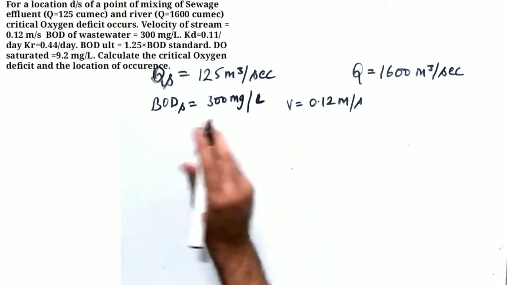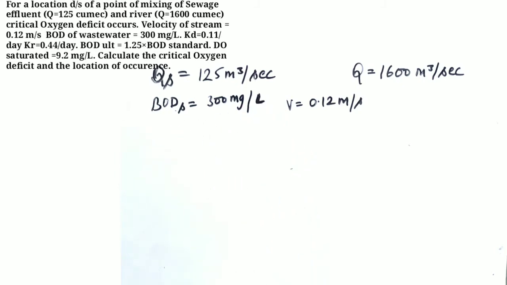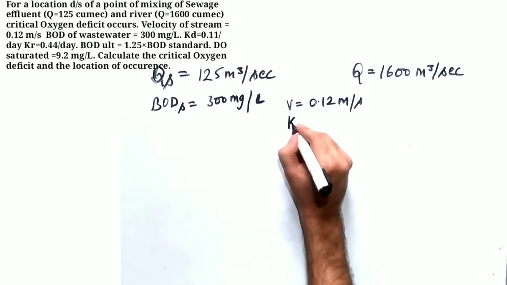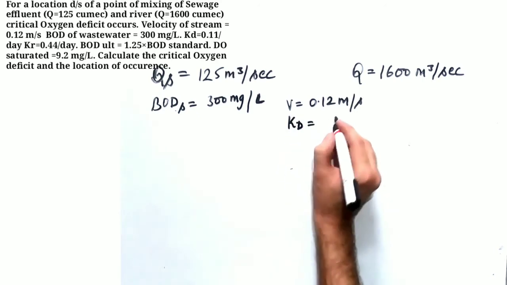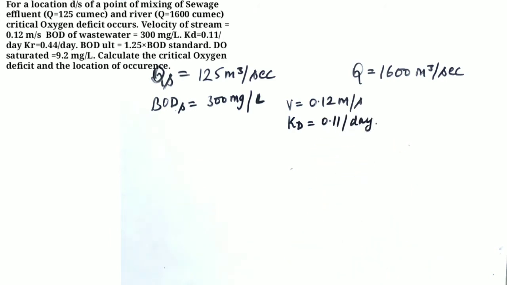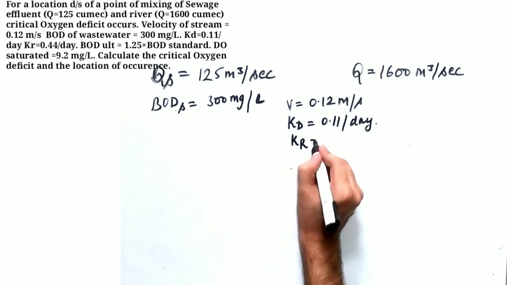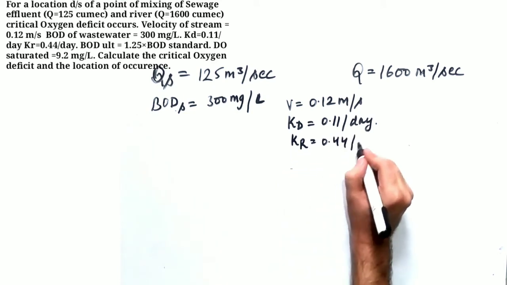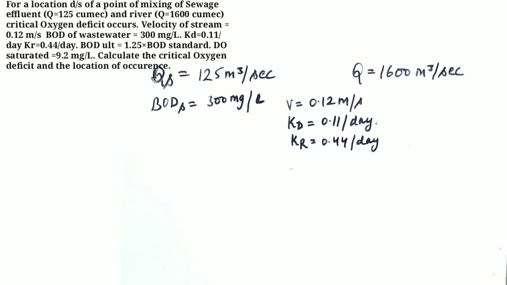Now see, this BOD is not the ultimate BOD, since the question has just stated, as you can read, that BOD of wastewater is 300 milligram per liter. So that means it is the standard BOD, nominal BOD. Now KD, the deoxygenation constant, is given as 0.11 per day. Units should be taken care of. Similarly, KR is given as 0.44 per day. From KR and KD you can calculate the self purification constant easily.